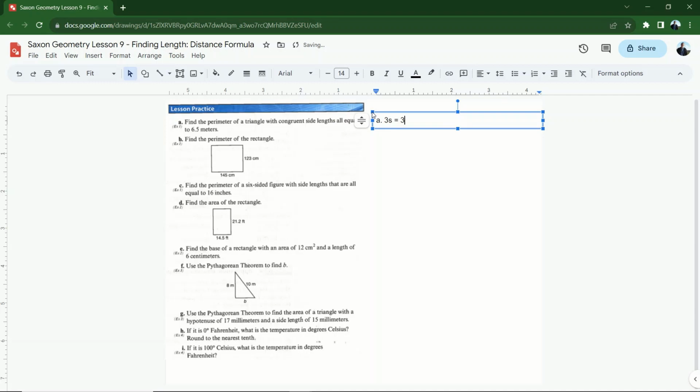What am I going to plug in for s? I'm going to plug in 6.5 meters. And 3 times 6.5 meters is equal to 19.5 meters. That is my answer. Let's move on to letter B.